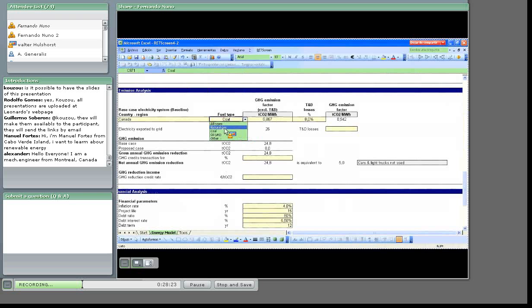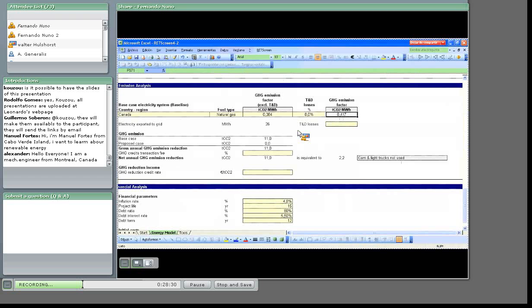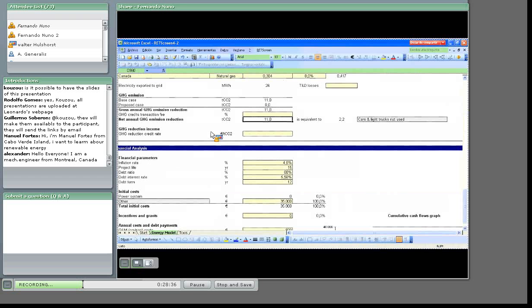We can choose other technologies like natural gas. In this case, we will be roughly at 0.4 tons per megawatt hour. Based on that assumption, we find 11 tons of CO2 as avoided greenhouse gas emissions. It's equivalent to 2.2 cars and light trucks, but we can also choose other ratios like barrels of crude, which is 22, or hectares of forest absorbing carbon, 3.8.